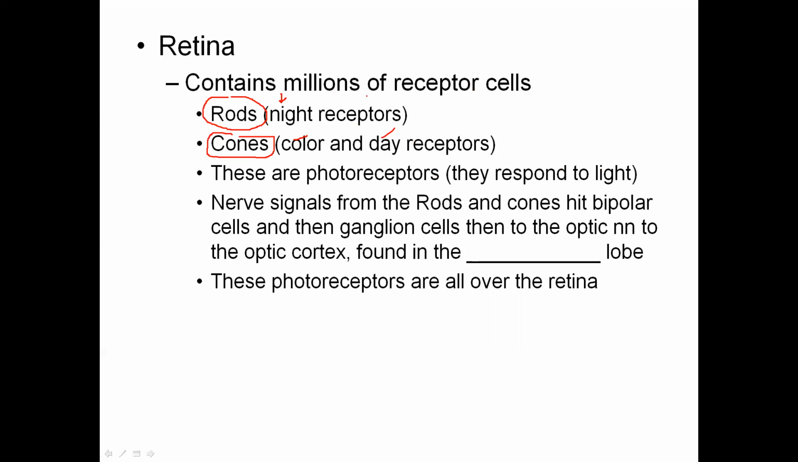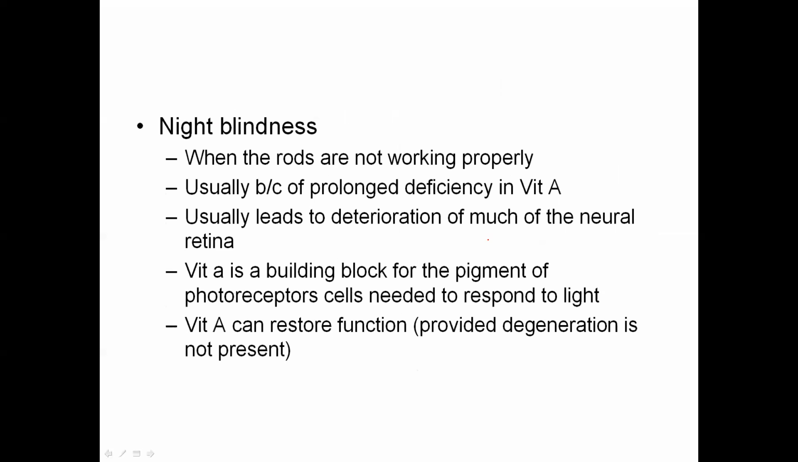Okay, so all this information eventually gets sent to the occipital lobe, which helps with interpreting vision.